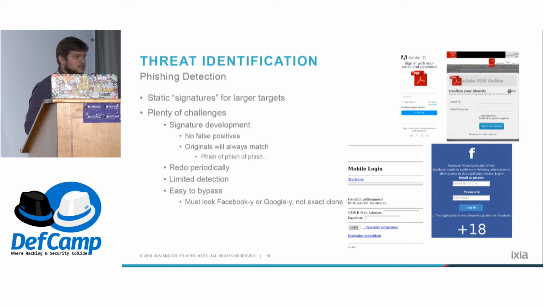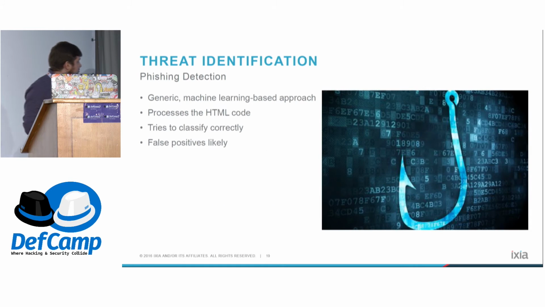So a page only has to look Facebook-y, Google-ish enough to fool a user into inserting his or her credentials, right? Or one way of bypassing them directly is to just take a screenshot of the actual page and post an image there. So yeah, we actually saw that in action. One page and one photo, sorry. So our other alternative was to create a generic method. We tried our hand at creating a machine learning-based detection approach. We have a framework which accesses websites, processes the HTML code, and then tries to classify correctly as phishing or non-phishing. It works better than signature-based detection, of course, but it also has the problem of false positives.